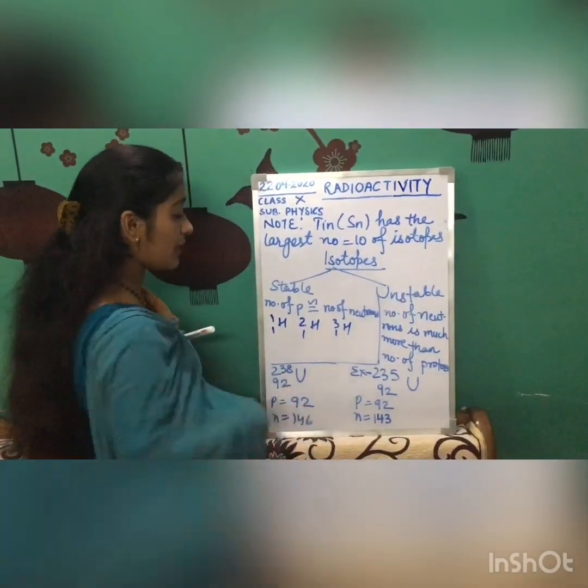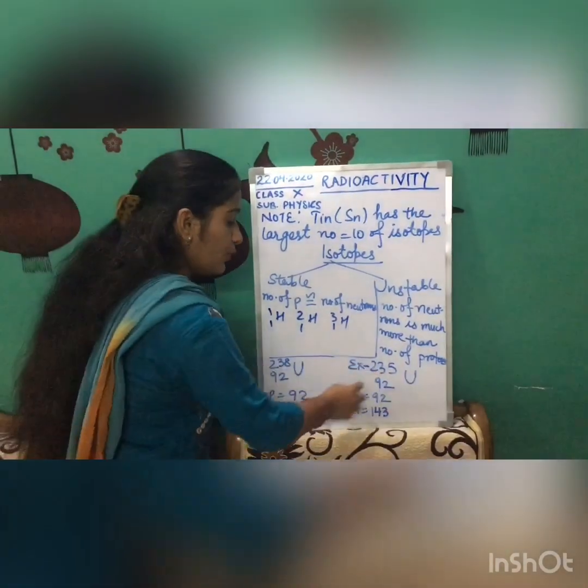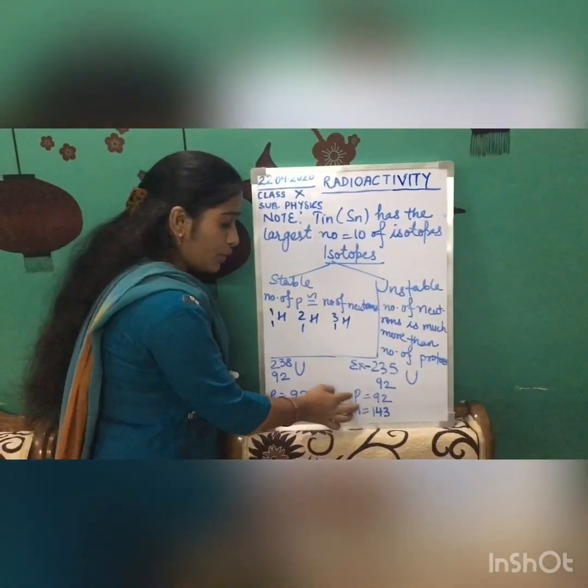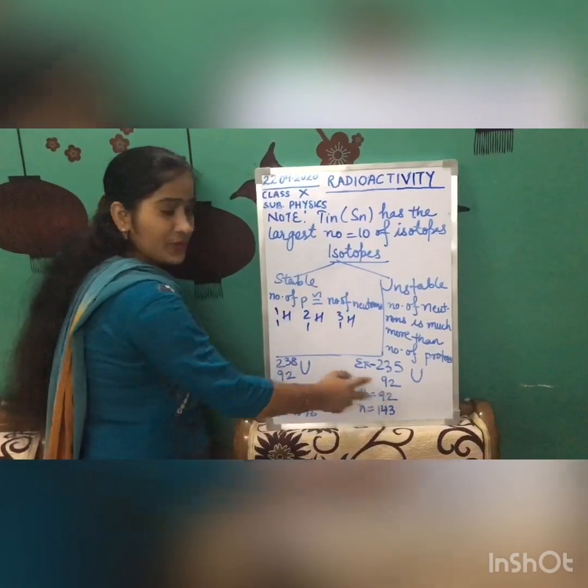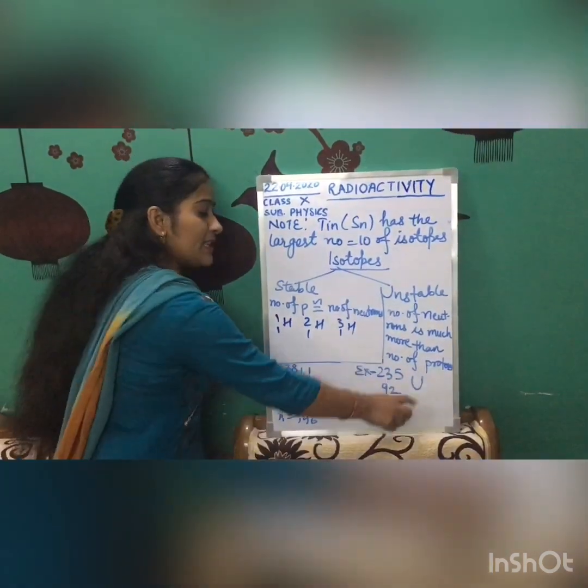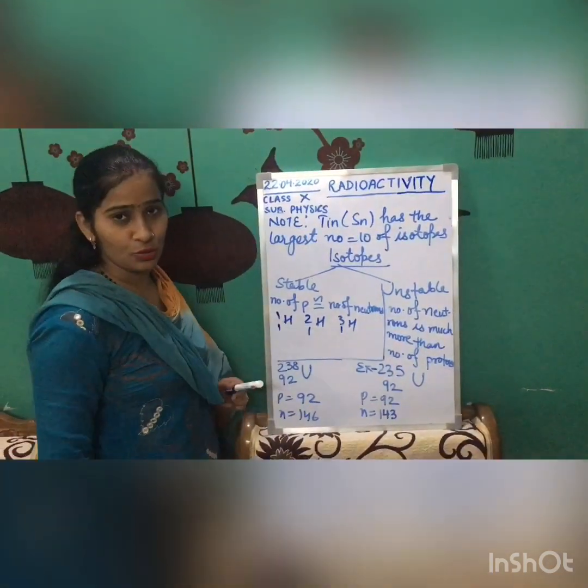The second isotope of uranium is 92U235. In this isotope also, the proton number is 92 and the number of neutrons is 143. Again there is a large difference between these two, so again this has become an unstable isotope, students.